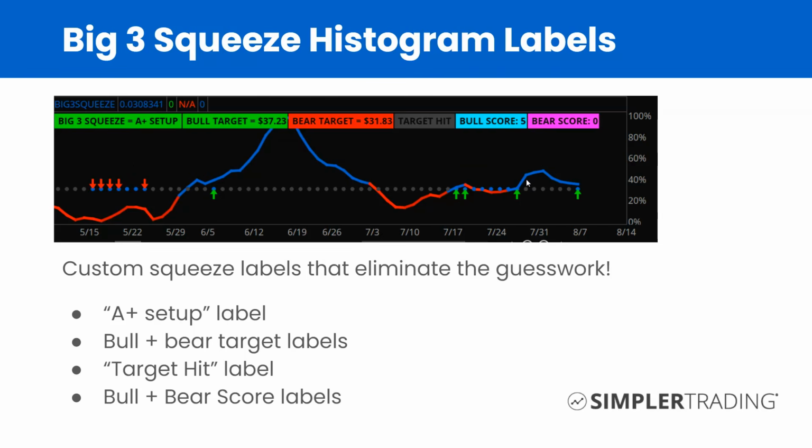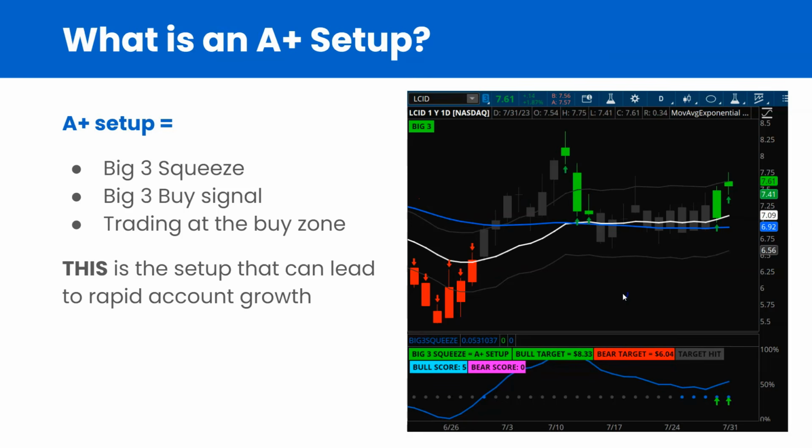And then the labels here, these pretty much put the whole process on autopilot. We have a label for A+ setups. So if everything's coming together for the perfect long, that label will be green. Vice versa for a short. We have labels for our upside and our downside targets. We have the target hit label, and then we have the bull score and the bear score.